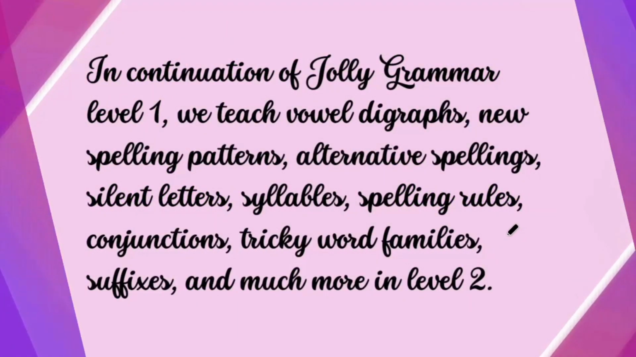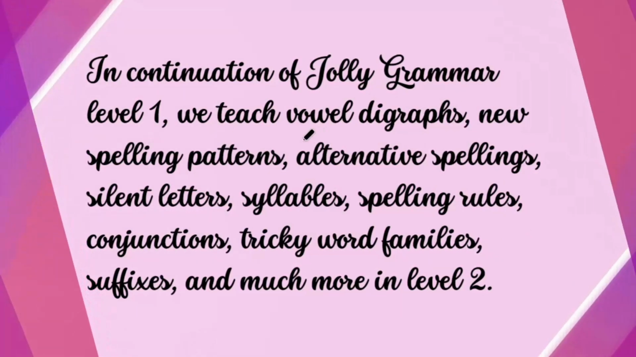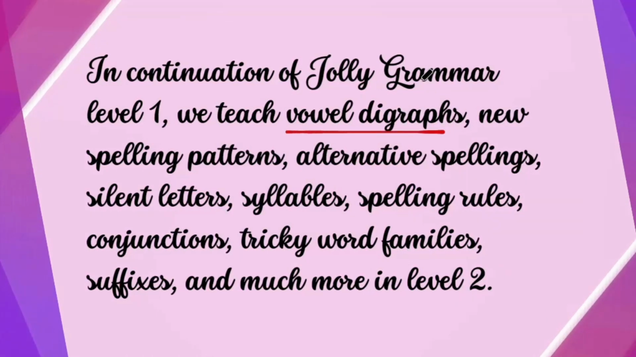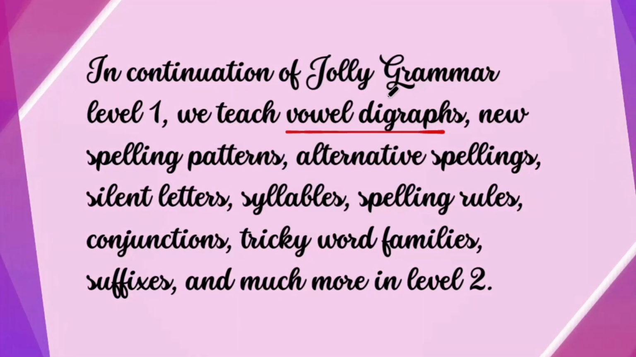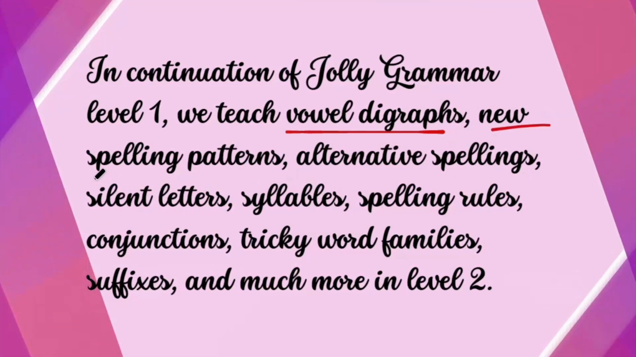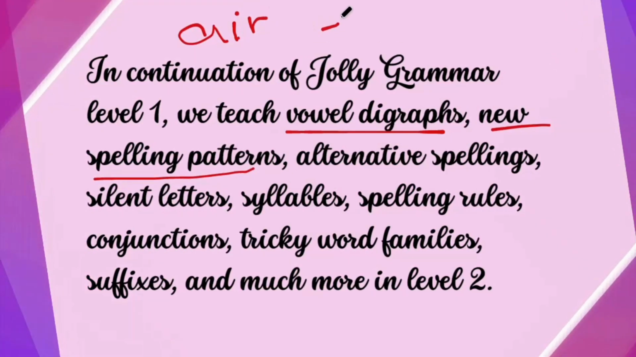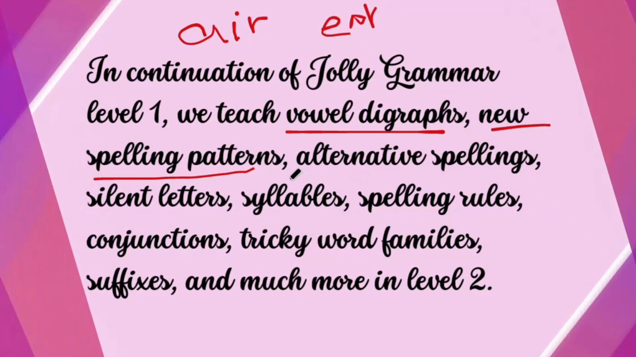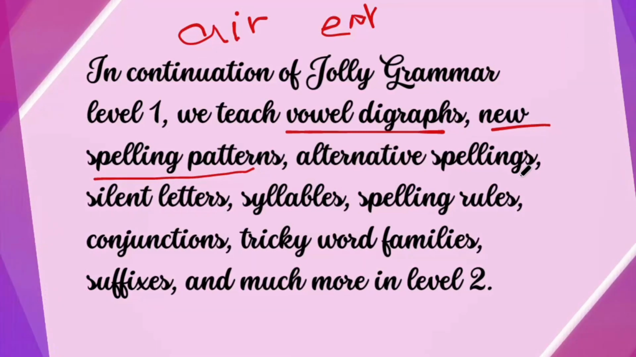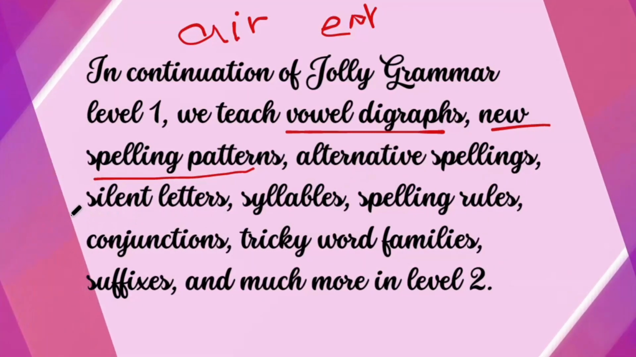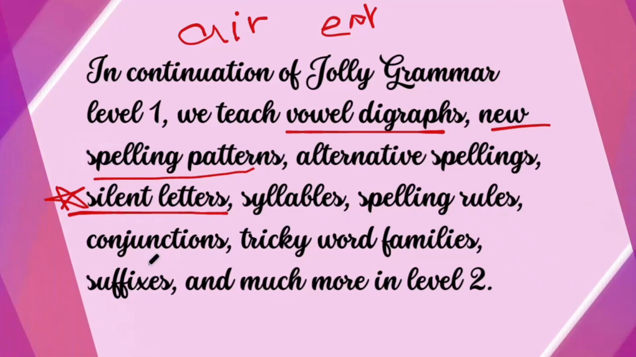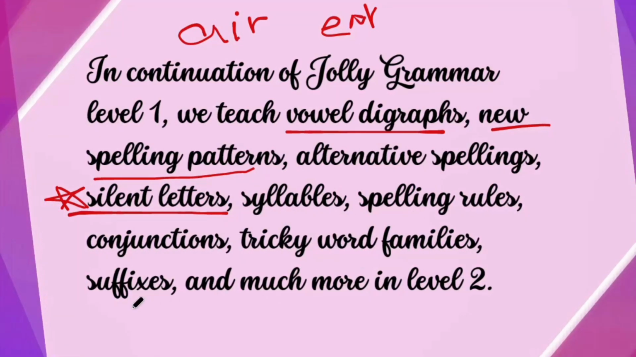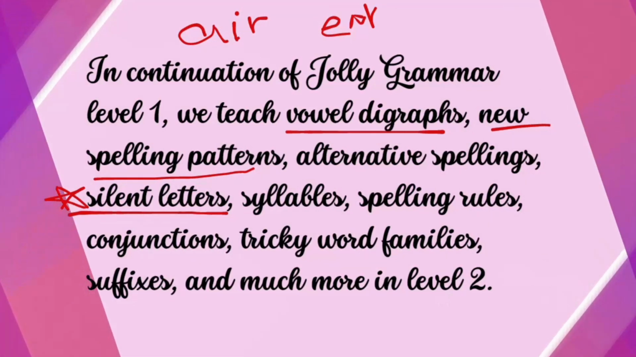Now what do we teach in Jolly Grammar? In continuation of Jolly Grammar level 1, we teach vowel digraphs. In level 1, we were teaching them consonant digraphs, and we had the revision of consonant digraphs. Here we are starting with vowel digraphs, new spelling patterns like AIR saying different sounds or EAR saying different sounds. These are some new spelling patterns for kids. Then alternative spellings, again revision, because children tend to forget if you don't revise things. Silent letters, this is something very important. We teach them silent letters in words, syllable division, spelling rules, conjunctions, tricky word families, suffixes, prefixes, and much more in level 2. So the whole curriculum of level 2 is around these topics, right?